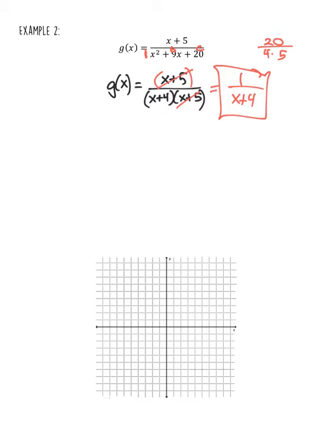Okay, so in order to graph, let's figure out some things. X-intercept, right? If we look at the numerator and set it equal to 0, 1 can't really be set equal to 0, right? So your x-intercept, where this would cross the x-axis, it wouldn't. So there's none, right? No x-intercept.